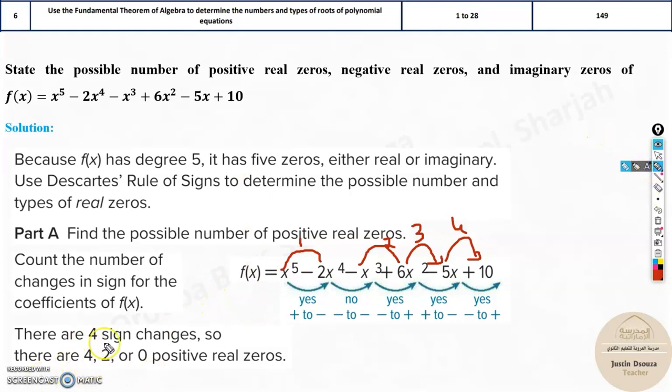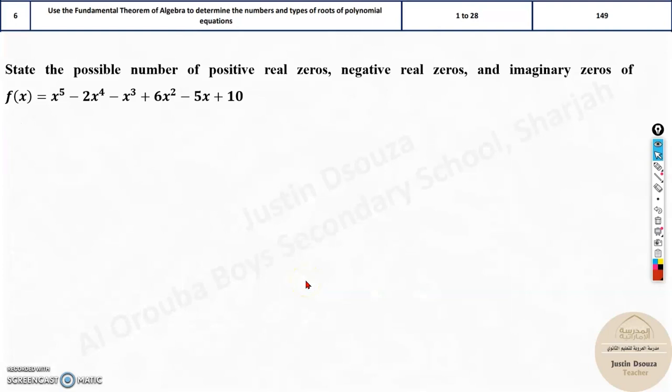Okay, there is either 4, 2 or 0 positive real zeros. That is what it says. Now what about the imaginary ones? It's not over. That's just part 1.